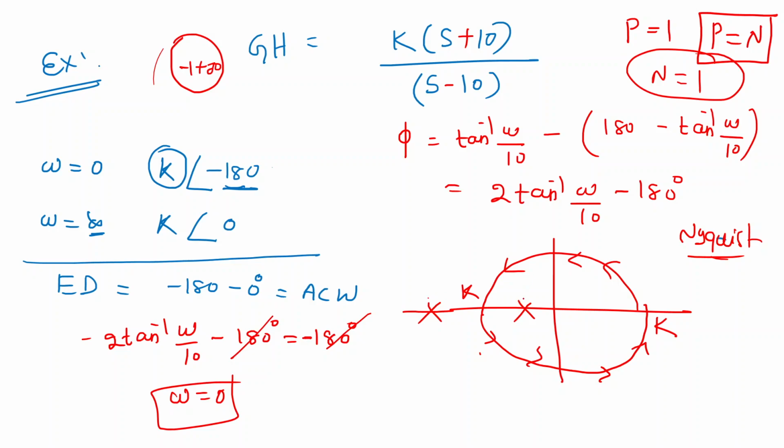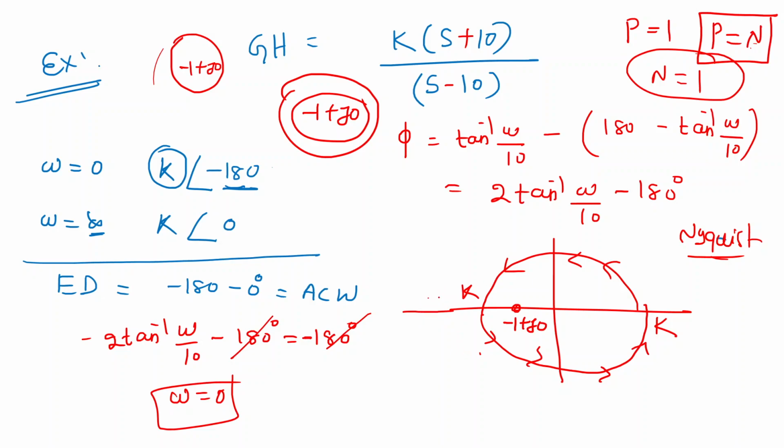If the minus 1 plus j0 point is outside, there is no encirclement. For stable, these two values have to be equal. P is 1, so N has to be 1. N means the number of encirclements about the minus 1 plus j0 point. This means there should be one circle around the minus 1 plus j0 point. If the point is outside, there will be no encirclement, so it should be inside. Got my point?